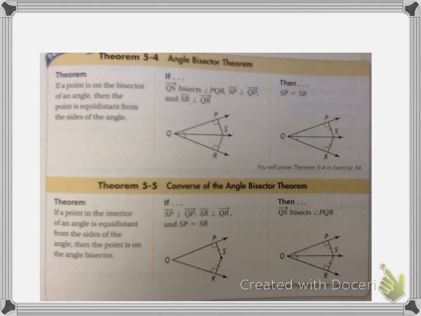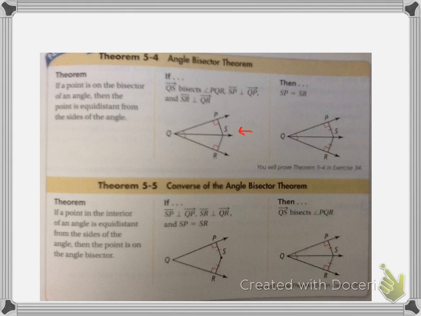The angle bisector theorem talks about this. If QS bisects angle PQR, so we have QS here bisecting the angle PQR, then we know SP is congruent to SR. Understand that they have to be perpendicular. So SP is perpendicular to PQ and SR is perpendicular to QR. If they're perpendicular, with the right angle in the corner, we know that those are congruent.